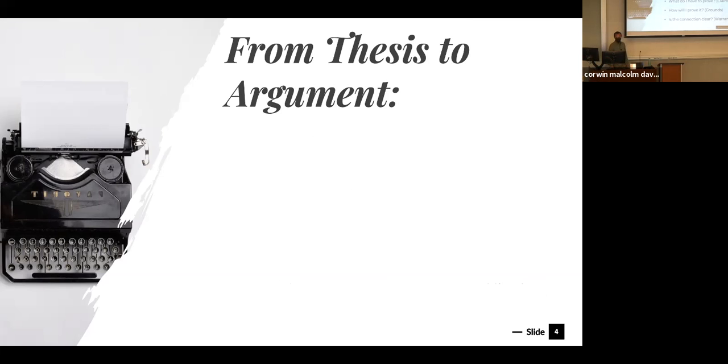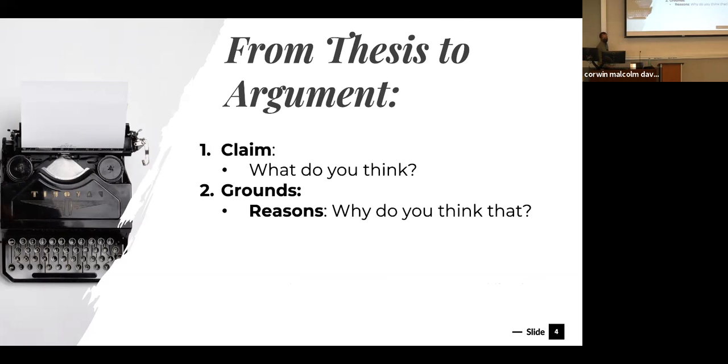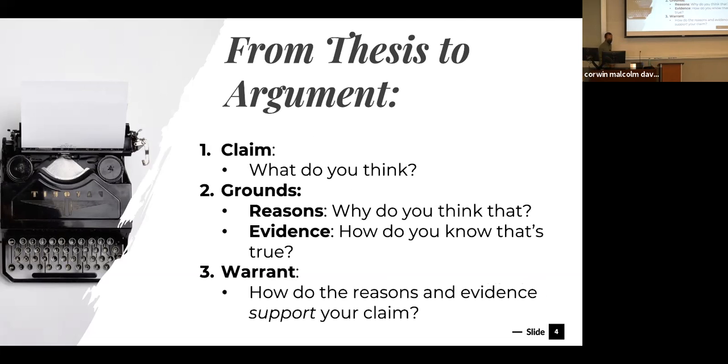To help you out a little bit, for the claim, it's starting with what do you think? If you're making an argument for a Hebrew Bible class and you're writing a paper, what do you think about it? What is it that you're trying to articulate? When we move to grounds, then it's where we're thinking about how we're going to back that up. Why do you think that? And how do you know it's true? Where's the evidence for that?